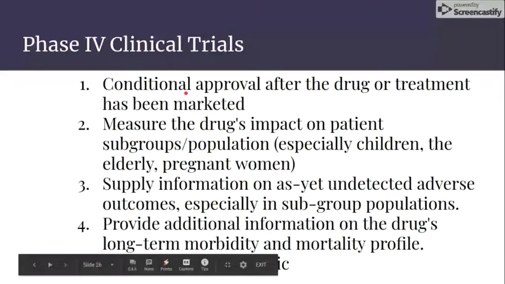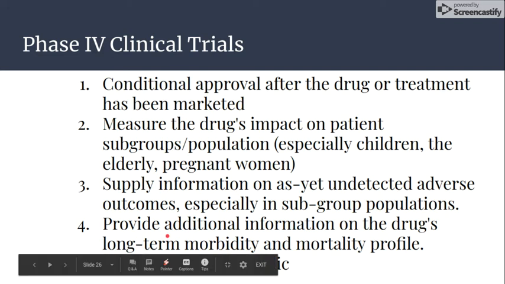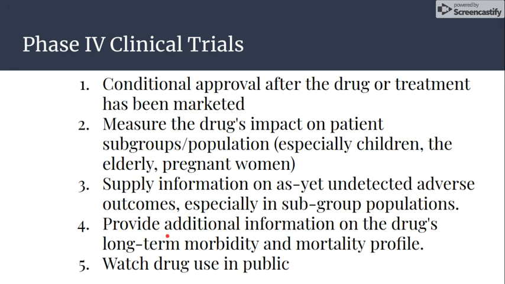Phase 4: conditional approval after the drug or treatment has been marketed. Measure the drug's impact on patient subgroups or populations, especially children, the elderly, and pregnant women. Supply information on as yet undetected adverse outcomes, especially in subgroup populations. Provide additional information on the drug's long-term morbidity and mortality profile. Watch drug use in public.